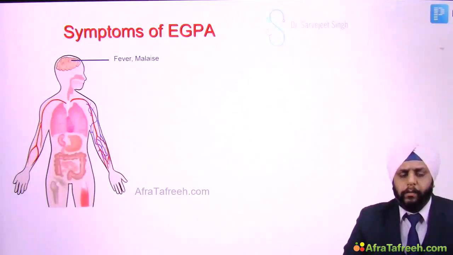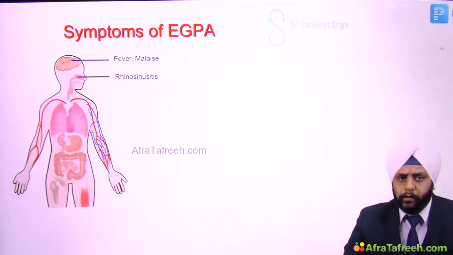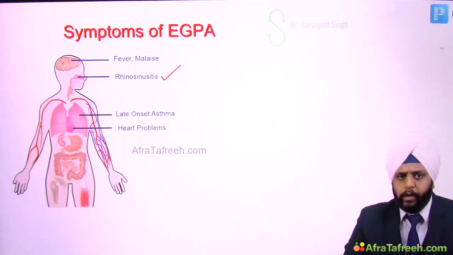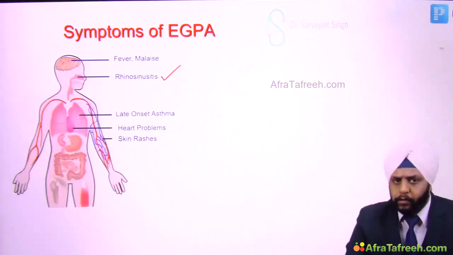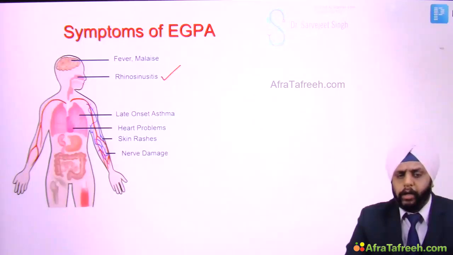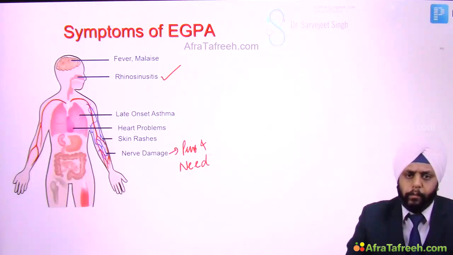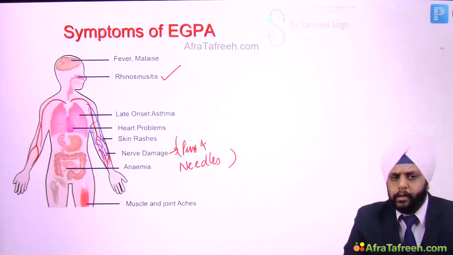Okay. So let's look at this photograph. So what can we see? We can see the patient has fever, tiredness, malaise, and rhinosinusitis. That can lead to polyp formation. Other than that, in the lungs the patient has late onset asthma, heart problems, and skin rashes. So you will see small eosinophilic skin rashes. The patient has nerve damage, which is known as pins and needles. The patient gets this feeling that he is being poked by pins and needles. The patient also has anemia, and there are muscle and joint aches.